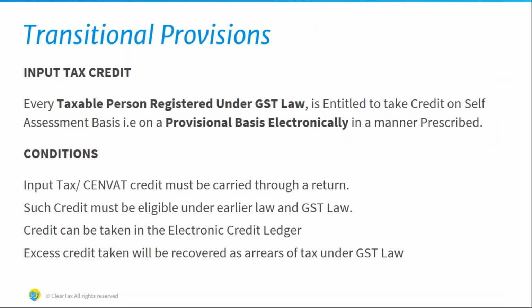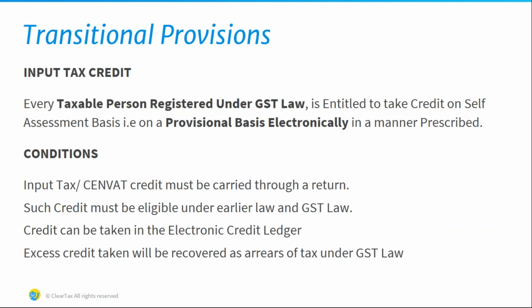So first, talking about input tax credit. If you go by the law, it says every taxable person registered under GST law is entitled to take credit on a self-assessment basis. Self-assessment basis here means as soon as you file your GSTR1, which is your self-assessment, you'll get provisional credit of input. So that is what we have provided here: provisional basis, electronically, in a manner prescribed. The manner prescribed is your GSTN.